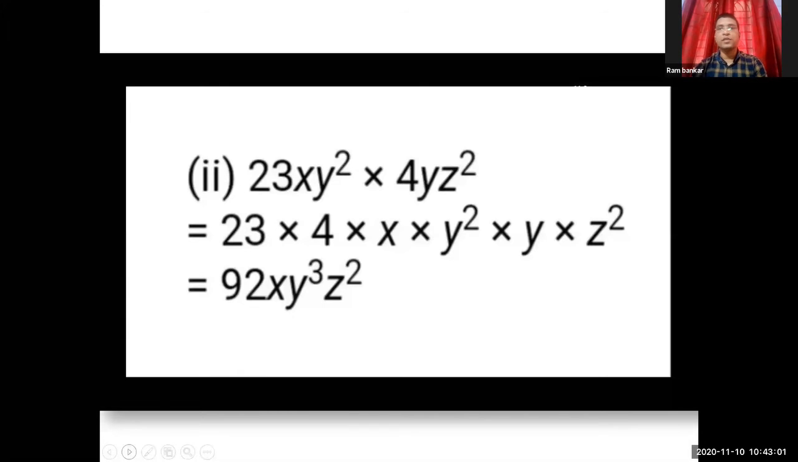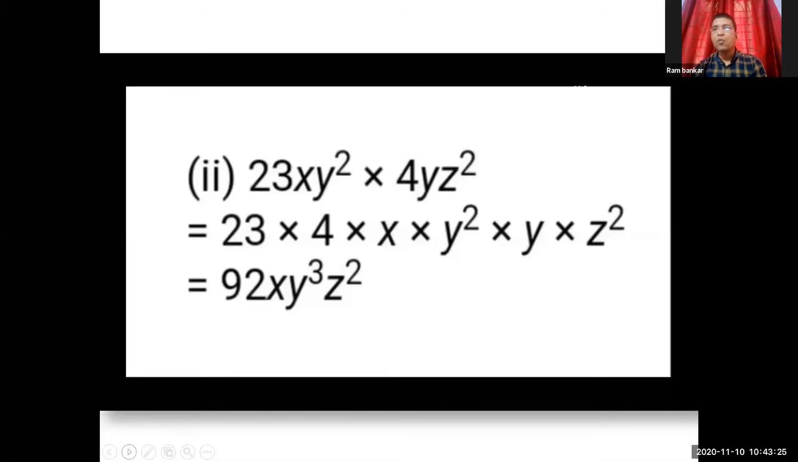23 4s are 92. Yes. Learn the tables. You can write directly, or if you have not learned the tables, then multiply on one page. You will solve this. 23 into 4, 92. So how many x's are there? Only one x is there. So 92. After 92, we have written x.